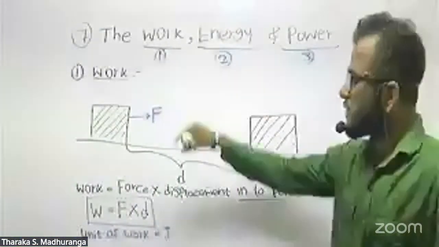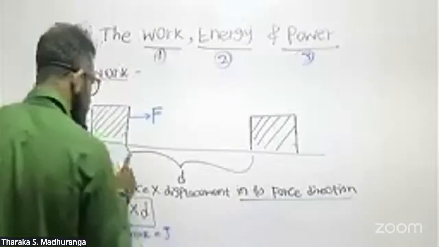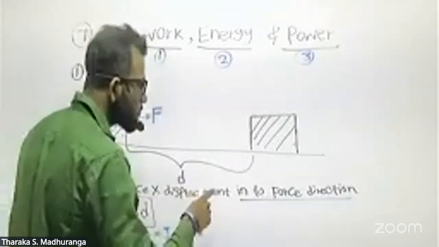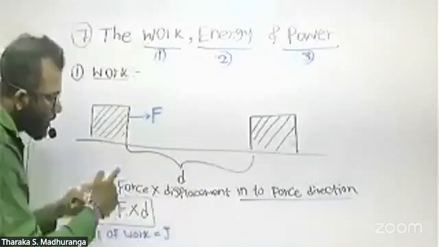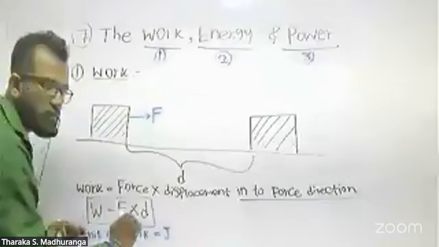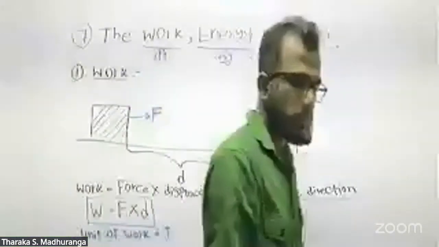Okay, draw this and write down: the work equals force multiplied by the displacement in the force direction. W equals F times D. The unit of the work is joule. Write down now.